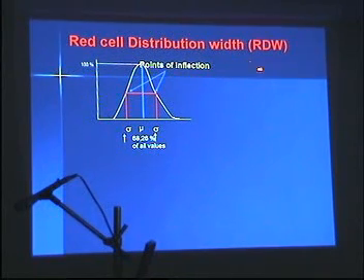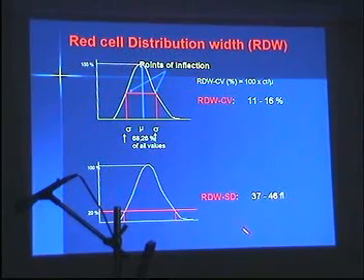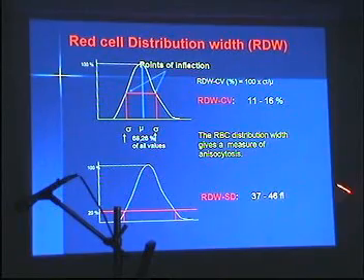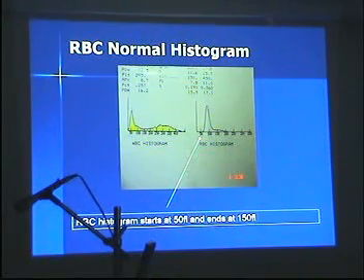The RDW can be shown either as a CV, percentage of coefficient of variation, or in femtoliters. You can measure it as standard SD. This gives us the measure of anisocytosis. Now let's look at some of the histograms.